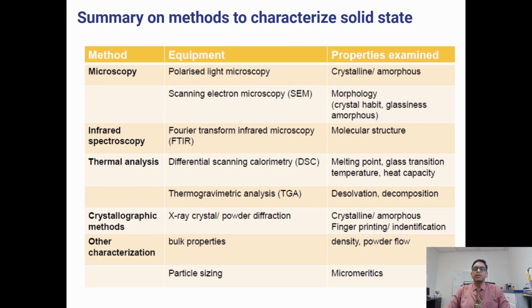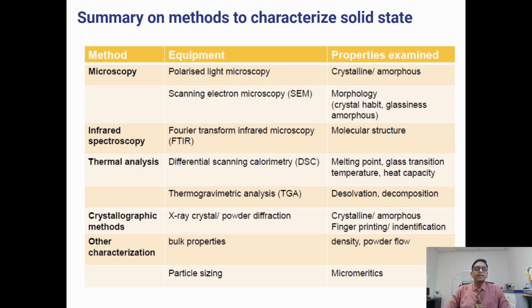To characterize these solid dosage forms, solid particles or new chemical entities, we use many techniques. Briefly, the first is the microscopic method, where we use polarized light microscopy, with which we can determine crystallinity or amorphous forms. Also, we can use the scanning electron microscopy method, SEM, where we can morphologically characterize the solids, such as crystal habit, glassiness, and amorphous forms.